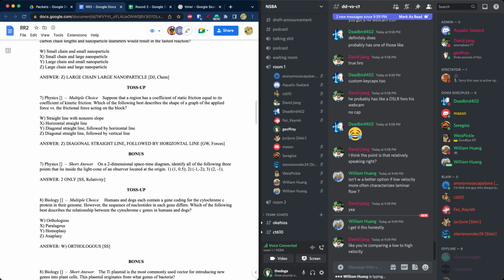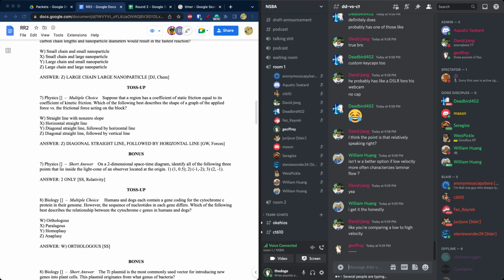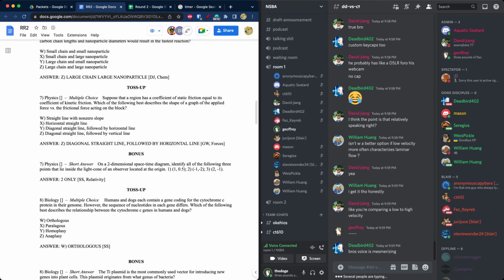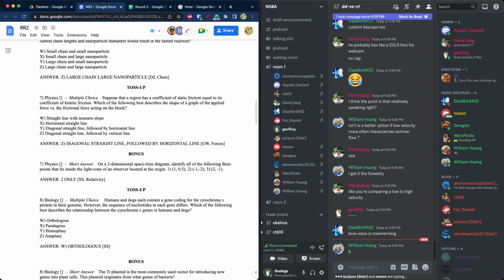All right. Toss-up physics, multiple choice. Suppose that a region has a coefficient of static friction equal to its coefficient of kinetic friction. Which of the following best describes the shape of a graph of the applied force versus the frictional force acting on the block? W. Straight line with non-zero slope. Sorry, that's incorrect.